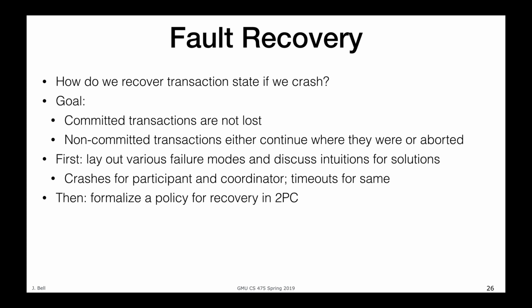First, we're going to lay out some various failure modes. We're going to talk systematically, for each one of those things that could break, about what happens if it breaks, and maybe think about some intuitions for solutions. Then we're going to formalize a policy to see how, in this two-phase commit protocol, we can do recovery and fault tolerance.